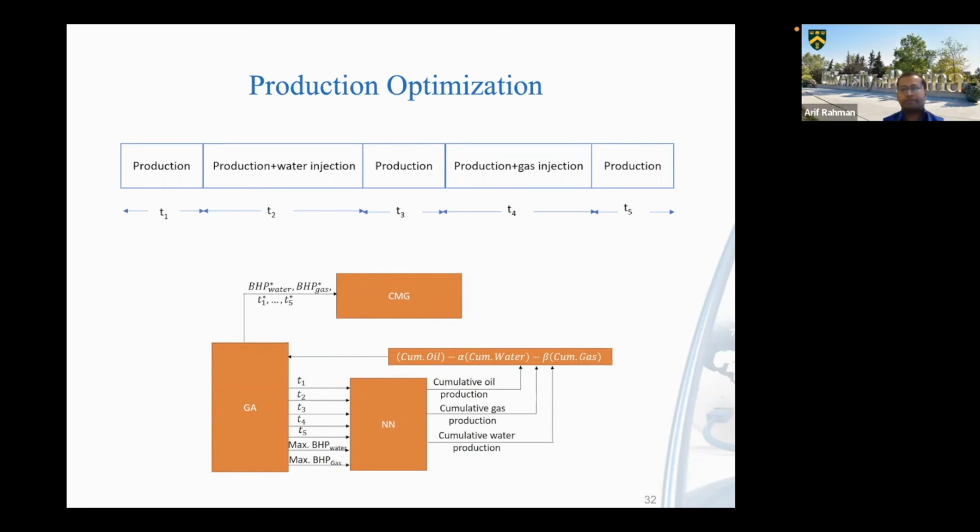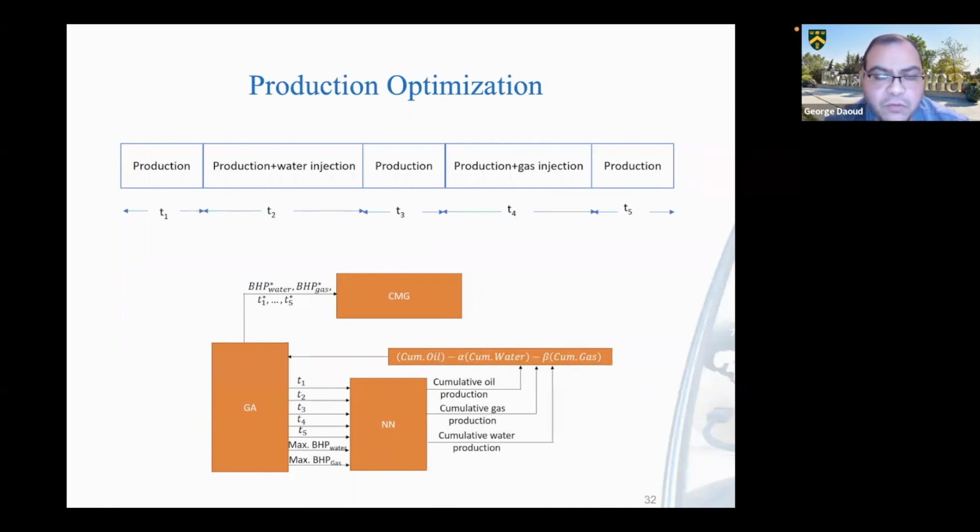As I've told you, we are optimizing the production profile, which has 5 periods T1, T2, T3, T4, and T5, alternating between production and water injection, then another production, then production and gas injection, then another production. The goal here is to maximize the produced oil and to minimize the produced water and gas. What we are controlling is the 5 periods and the maximum bottom hole pressure for injected water and injected gas.